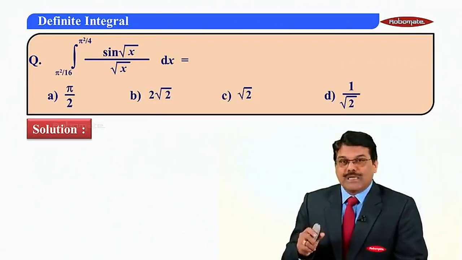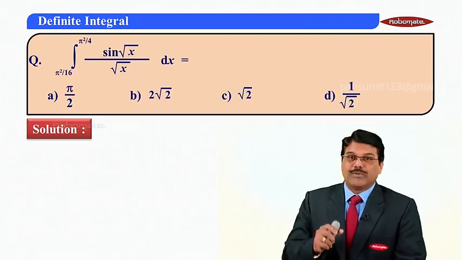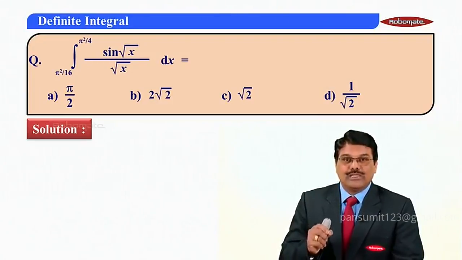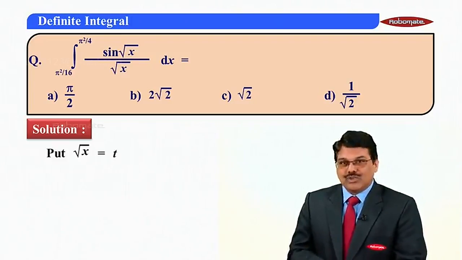Integration goes from pi square by 16 to pi square by 4 sine of root x upon root x with respect to x. The options are A pi by 2, B 2 root 2, C root 2 and D 1 upon root 2. Let's see the solution.